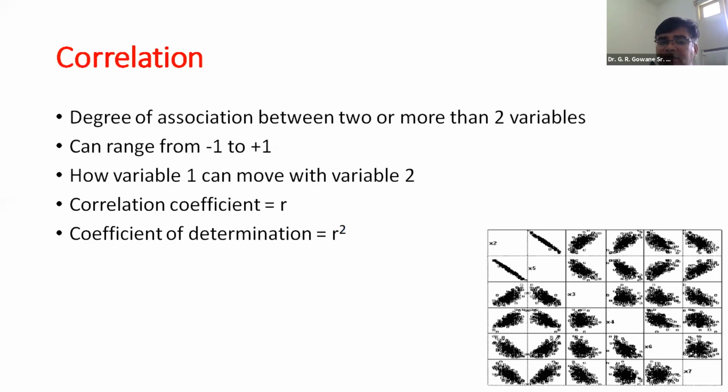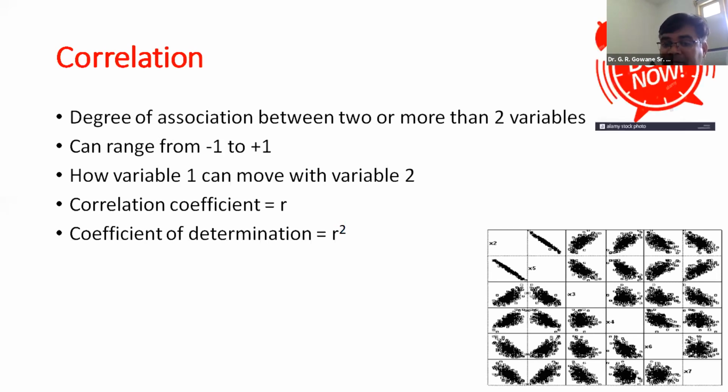Now, what is correlation? Correlation is nothing but the degree of association between two or more variables. It can range from minus one to plus one because correlation can be negative as well as positive. And it shows how one variable is associated with a second variable. We can obtain a correlation coefficient. We can obtain a coefficient of determination.